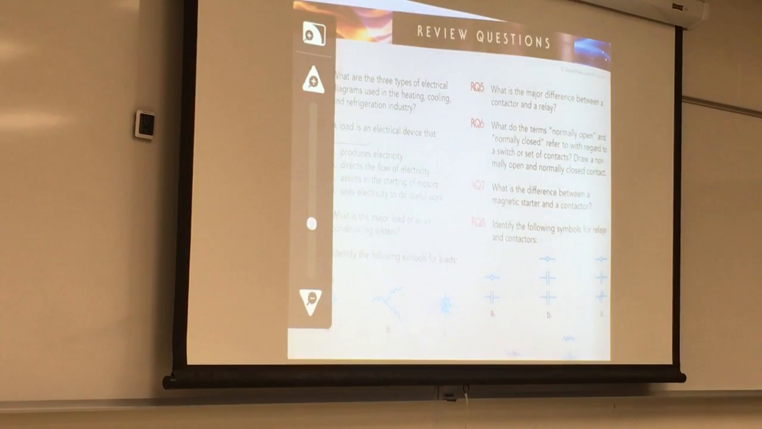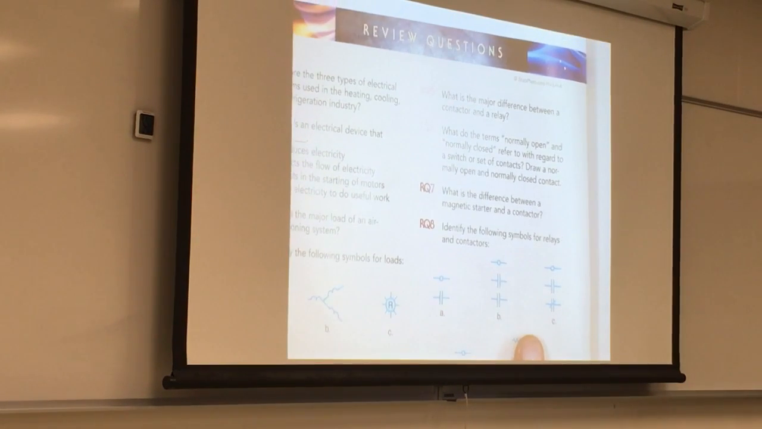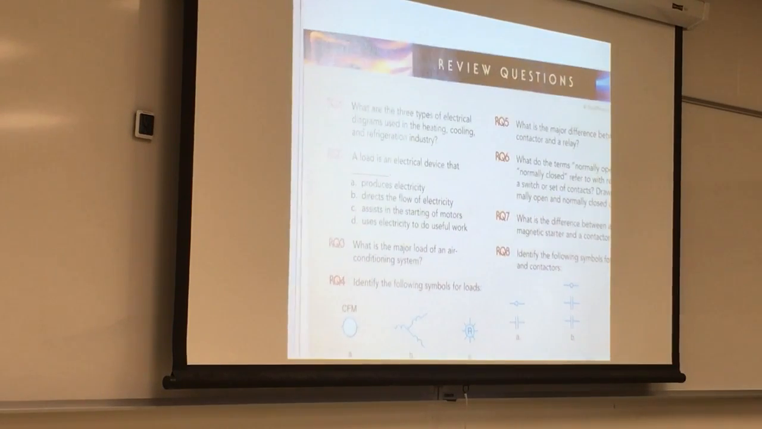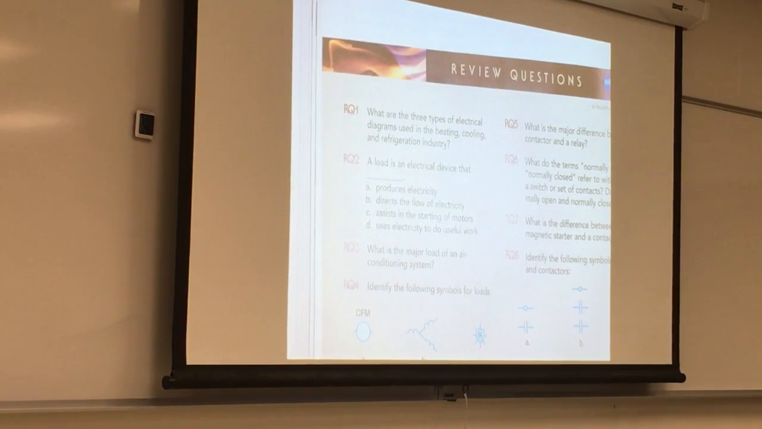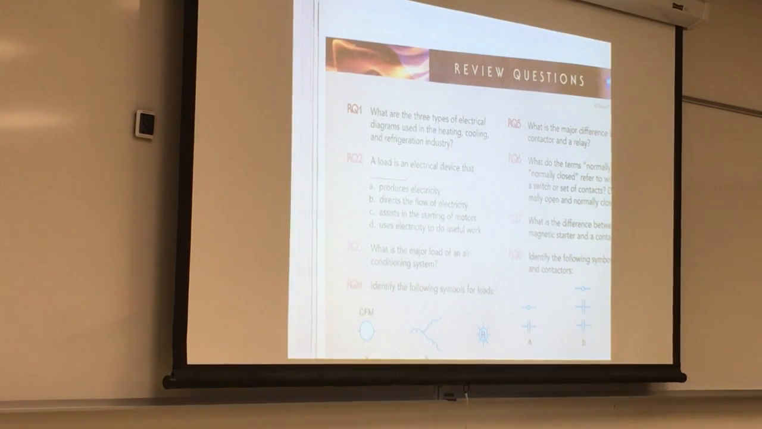What page is that? 106. We'll start with John. What chapter is this? 5. Pictorial, schematic, and, yeah. Pictorial, factual, and installation. You got that, everybody? Pictorial, factual, and installation.